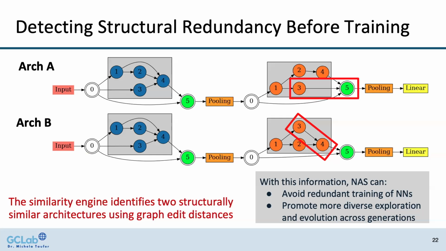And so using this information on structural similarity, we are able to augment the NAS algorithms to now make decisions of avoiding redundant neural networks. And at the same time, we can also promote a more diverse set of configurations across generations.